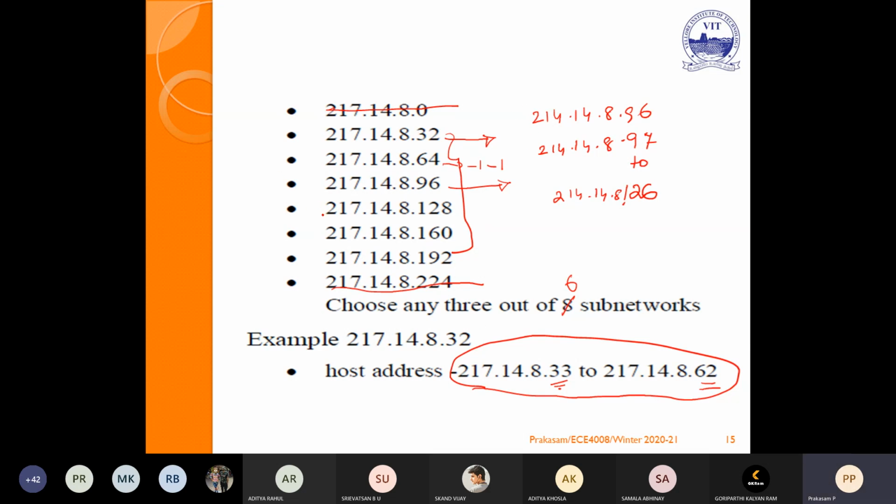Similarly, for the third subnet, let us consider I am choosing 217.14.8.128 as the subnet ID. So the addresses will vary from 217.14.8.129 to 160 minus 2, so 217.14.8.158. So these are the 3 possible subnet addresses which I can assign for the given condition.